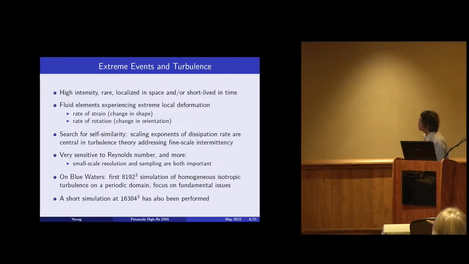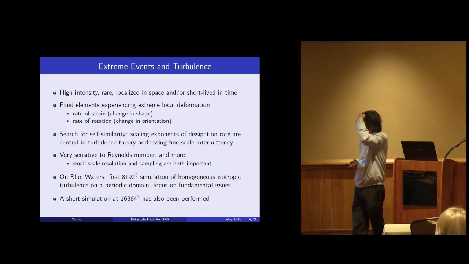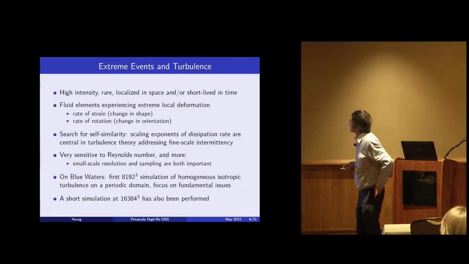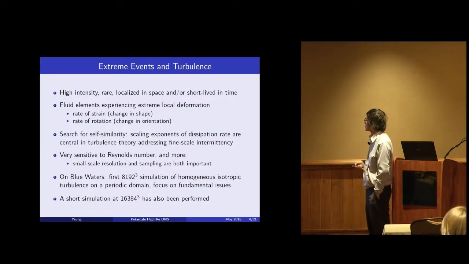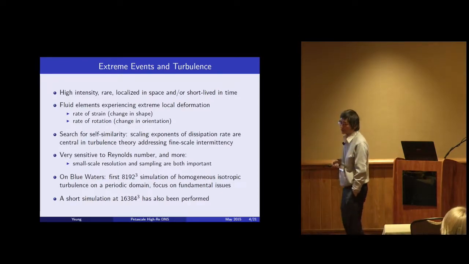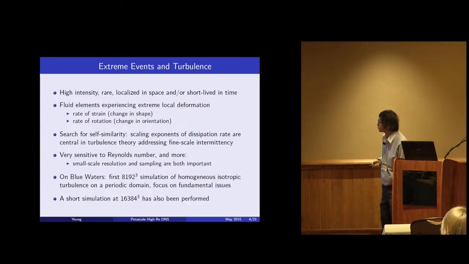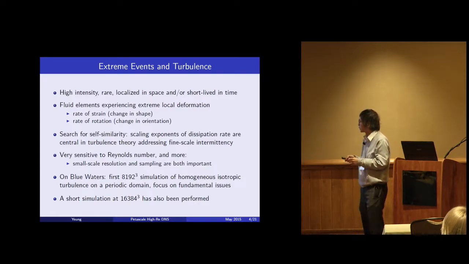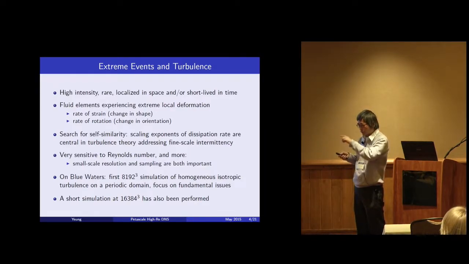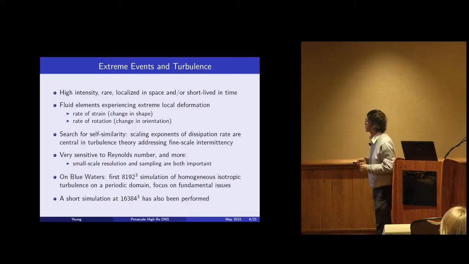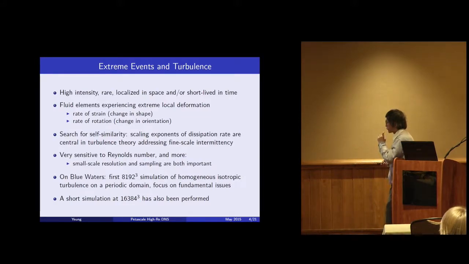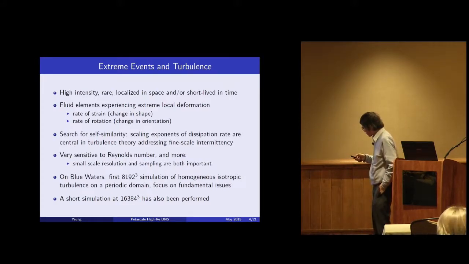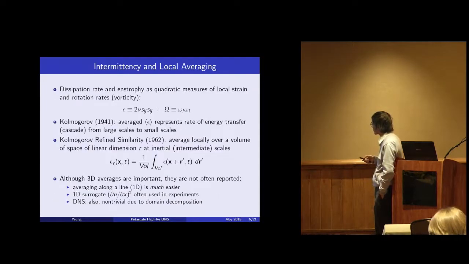And now, what are extreme events? They are by definition high intensity, localized in space and short-lived in time. If you think about a so-called Category 5, F5 tornado, it would have all of these properties. In turbulence, fluid elements are being extended, they are being strained, and they are being forced to rotate at very high rates. That's what we mean by extreme local deformation.